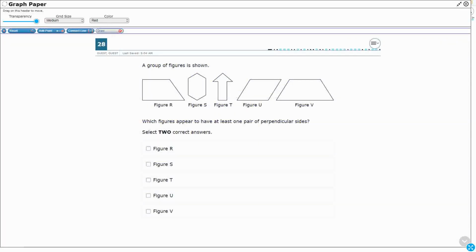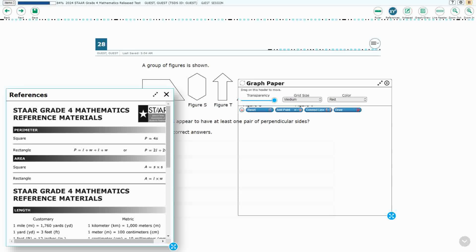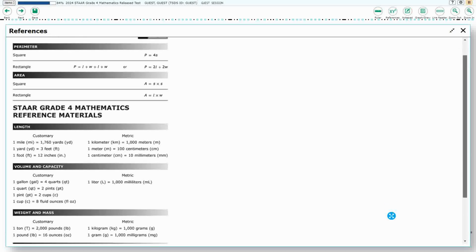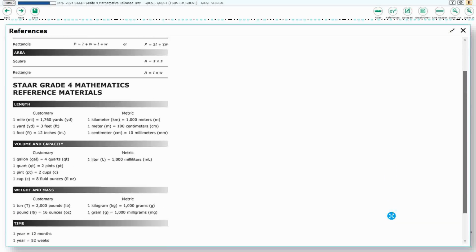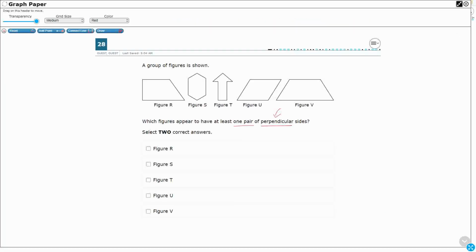A group of figures is shown. Which figures appear to have at least one pair of perpendicular sides? All right, so this is a big word right here. And if we look on our reference chart, we are not going to find any definitions. So we need to know perpendicular. It's kind of related to parallel. We typically learn those two words together. So let's look at this word perpendicular.